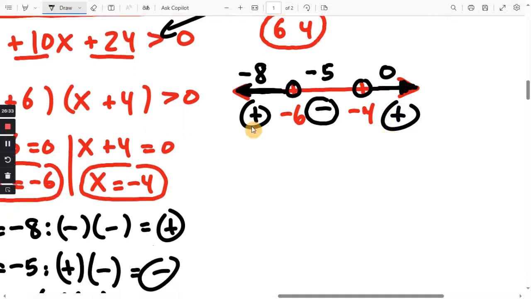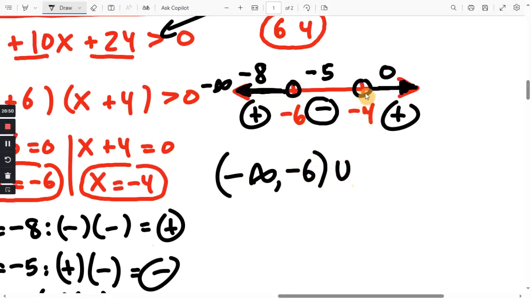All right, so we start at the left. Negative infinity, and it runs to negative 6. It does not include negative 6 or infinity. In union with negative 4, does not include negative 4, and it runs to the right all the way to positive infinity. So that's it.